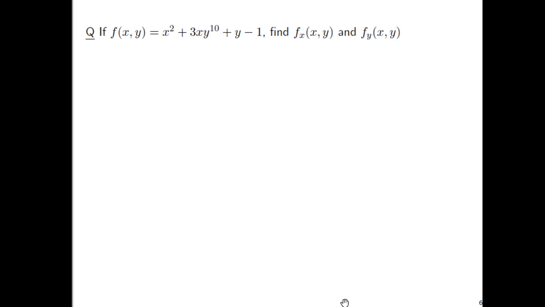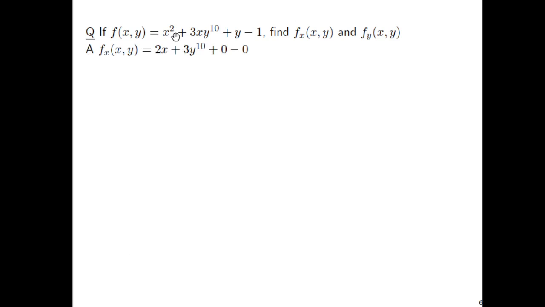So let's look at an example. This is really not going to be so bad. So f of x comma y equals x squared plus 3 times x times y to the 10th plus y minus 1. And let's find the partial derivative with respect to x and then find the partial derivative with respect to y. Okay, so partial derivative with respect to x.